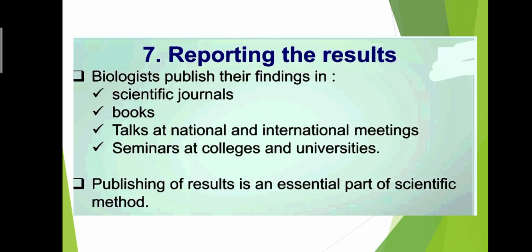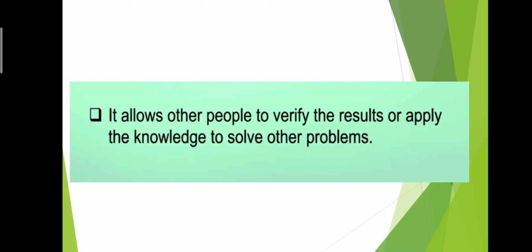Number 7, reporting the results. Biologists publish their findings in scientific journals, books, talks at national and international meetings, and seminars at colleges and universities. Publishing of results is an essential part of the scientific method. It allows other people to verify the results or apply the knowledge to solve other problems.